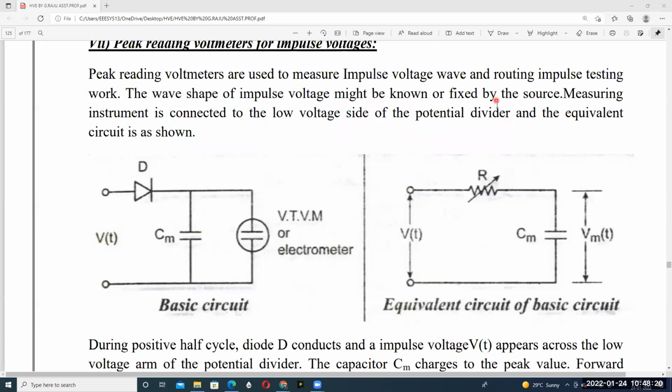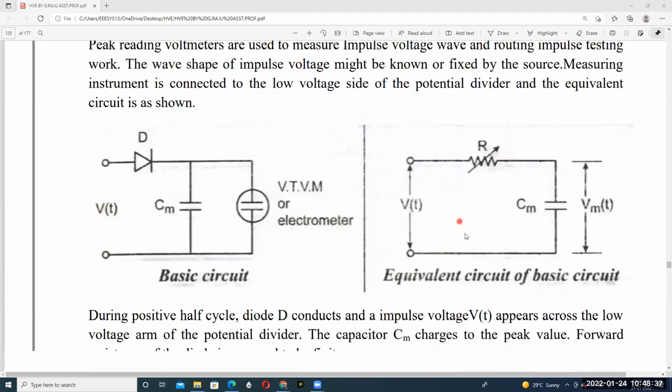The measuring instrument input is connected to the low voltage side of the potential divider. So on the low voltage side of the potential divider, this peak reading voltmeter input voltage we have to connect to the secondary side of the potential divider, and so this is the corresponding equivalent circuit.